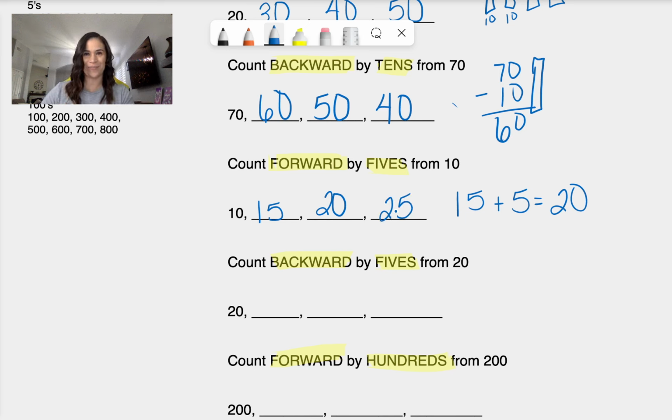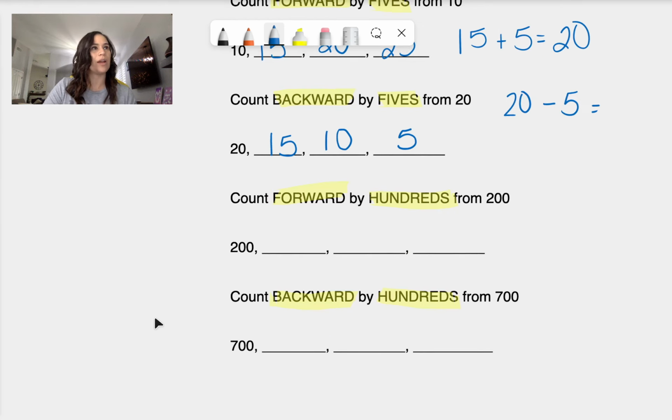Okay? Then we want to count backwards, so we're going to count down by 5's from 20. So we're starting with 20. So we had 20, and we want to count down 5 to give us our next number. So 20, 19, 18, 17, 16, 15. So down 5 is going to give us 15. Down 5 more is going to give us 10. Down 5 more is going to give us 5. Okay, let's do just a couple more.